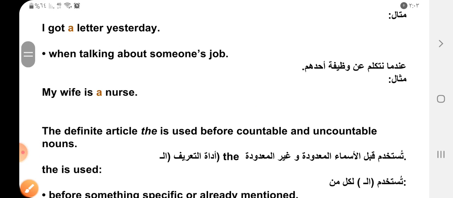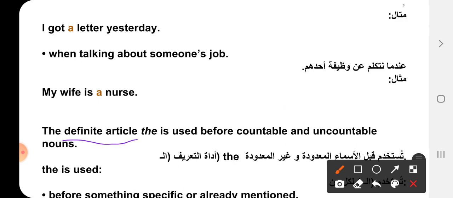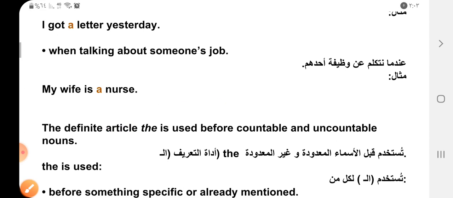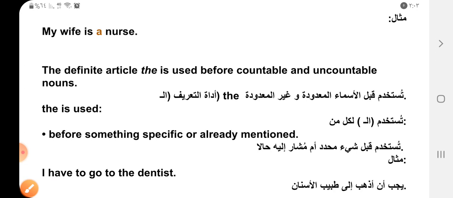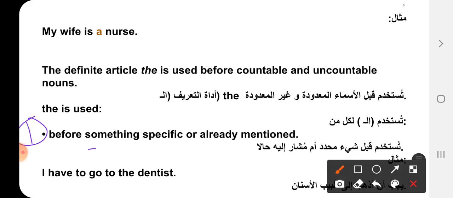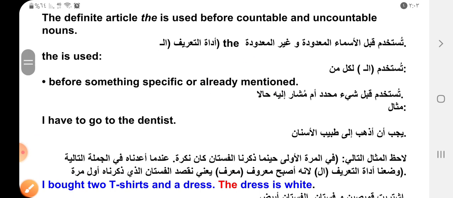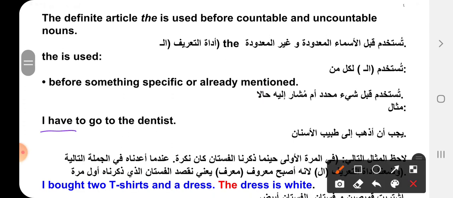Now let's move to the definite article. Number 2, definite articles. We use the with definite articles, before countable and uncountable nouns. Let's see how. Number 1, we use it with something specific or already mentioned. For a specific time or specific thing: I have to go to the dentist. Here it's specific because she mentioned that she wants to go to the dentist.